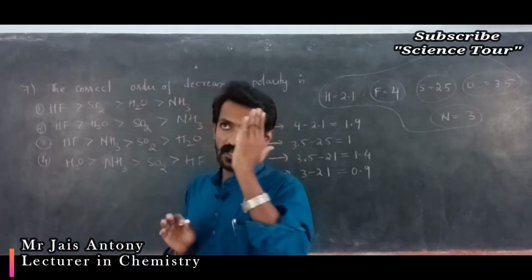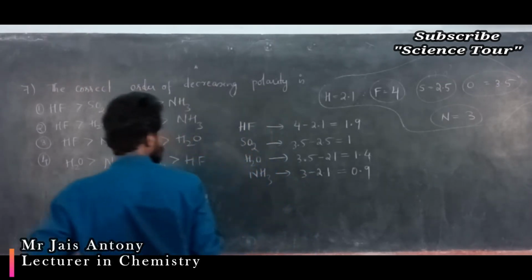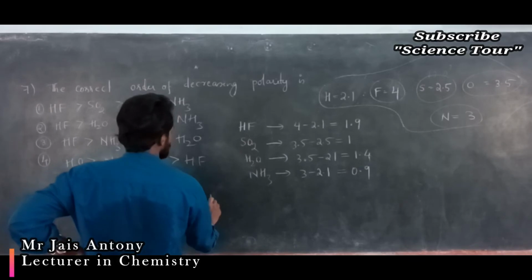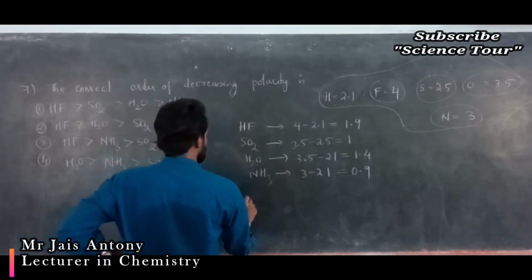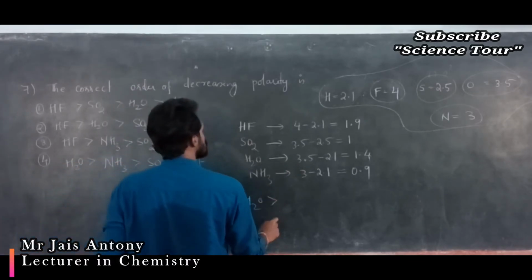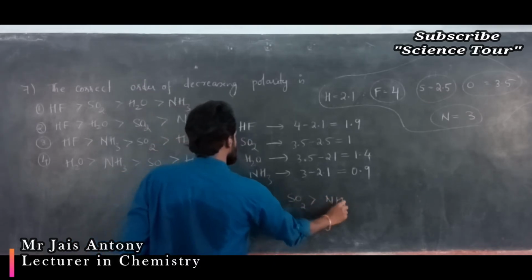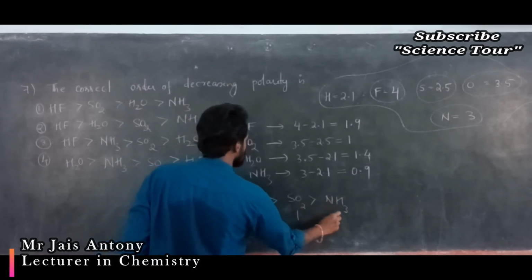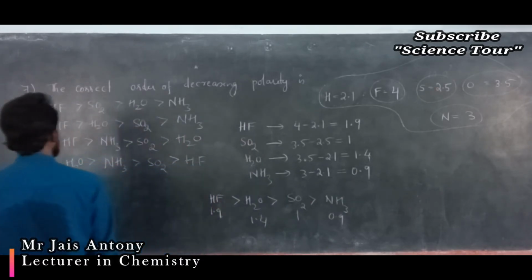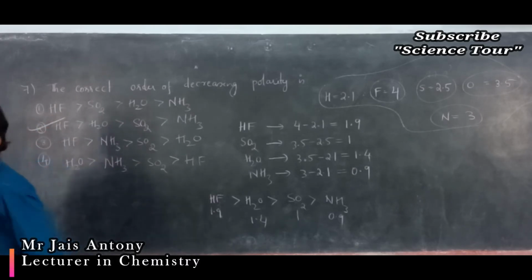Decreasing order means highest to lowest. Increasing order means lowest to highest. Now which one has the highest? Hydrogen fluoride has the highest, 1.9. Next comes 1.4, water. Next, sulfur dioxide. Next, ammonia. So this is decreasing order: 1.9, 1.4, 1 and 0.9. So which option is correct, my dear students? HF, H2O, sulfur dioxide, ammonia: option 2 is correct.